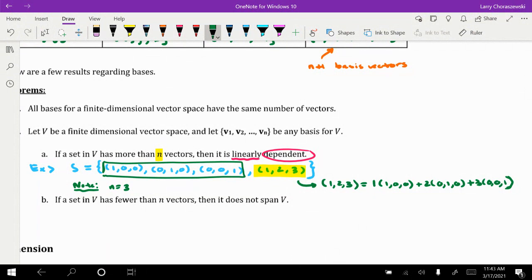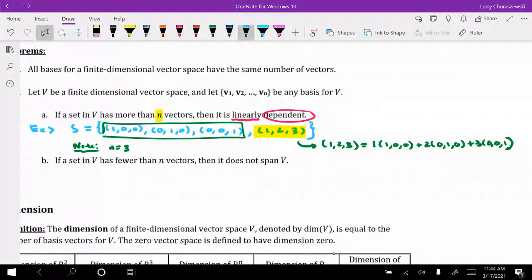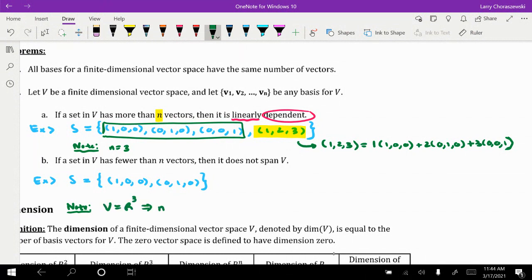Now let's look at it from a different viewpoint. In part B, it says if a set in V has fewer than n vectors, then it does not span V. So now let's say that I tweak that set S by removing a couple of vectors, and I leave the vectors i and j in the set S. Keep in mind, in this example, our vector space V is R3, which implies that n is equal to 3. But we've only got 2 vectors in the set S.